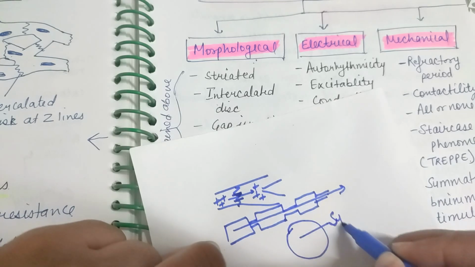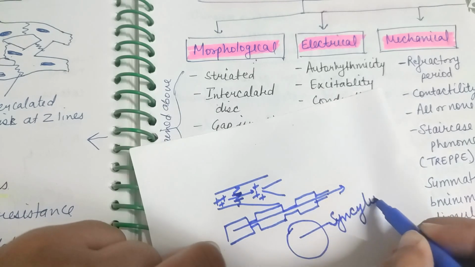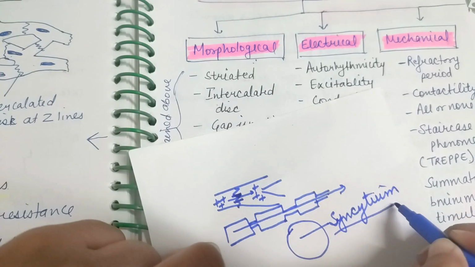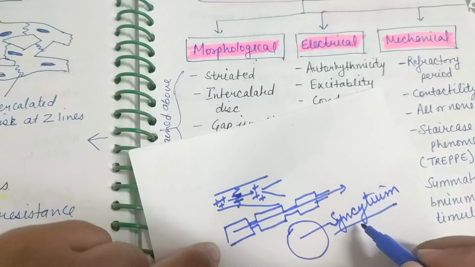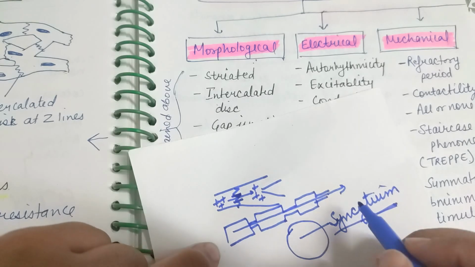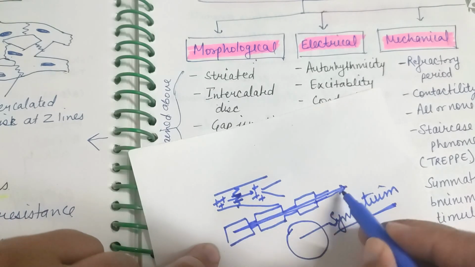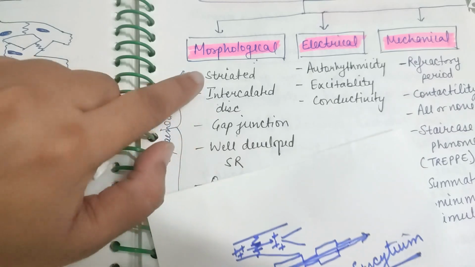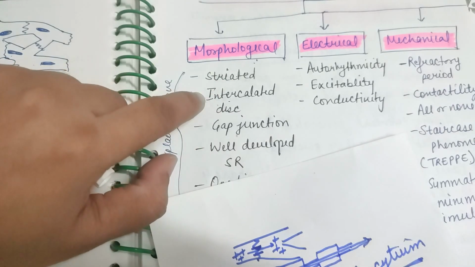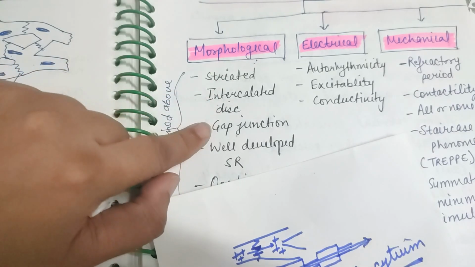And this property is called syncytium. The heart acts as a syncytium. You can be asked for 2 marks why the heart acts as a syncytium. That's because of the gap junctions. So the first property is basically the importance of intercalated discs and gap junctions, right?